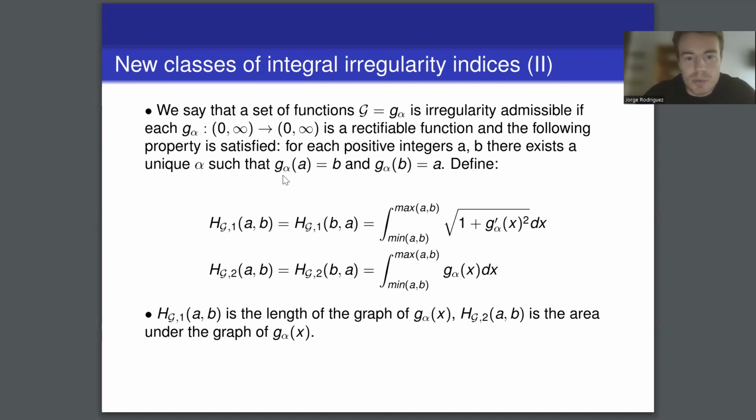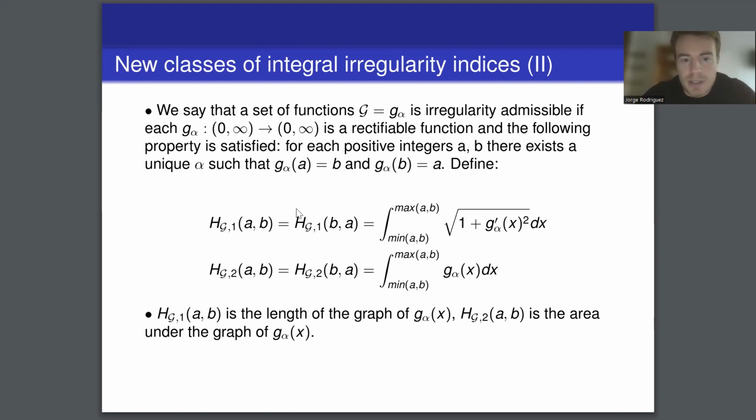Let me introduce you to some more notation and some objects that are relevant. We're going to say that the set of functions G is irregularity admissible if each function G of alpha is a rectifiable function and the following property is satisfied: for each pair of positive integers A and B, there exists a unique alpha such that G of A is equal to B and G of B is equal to A.